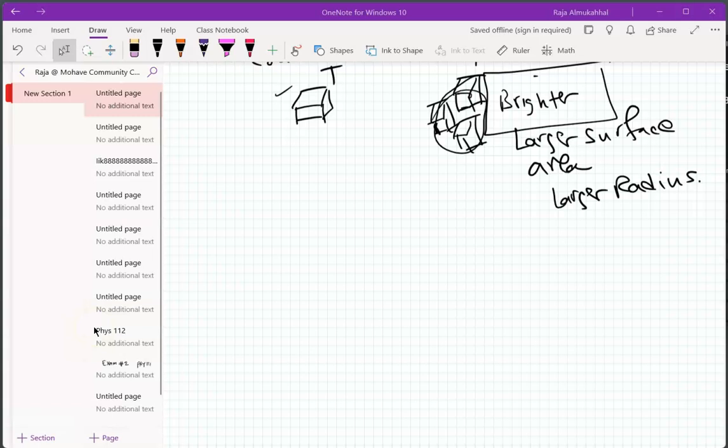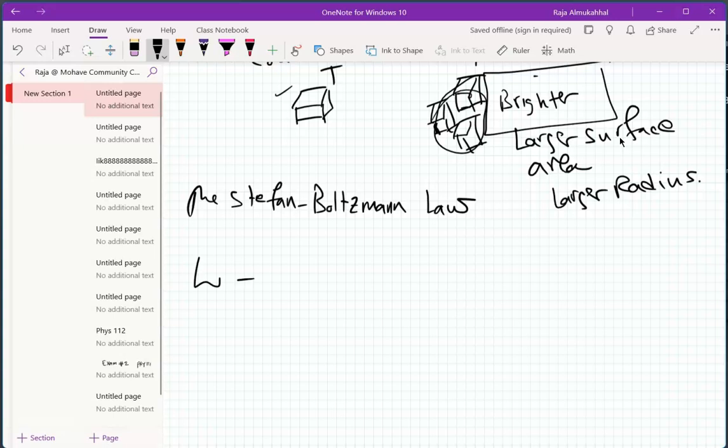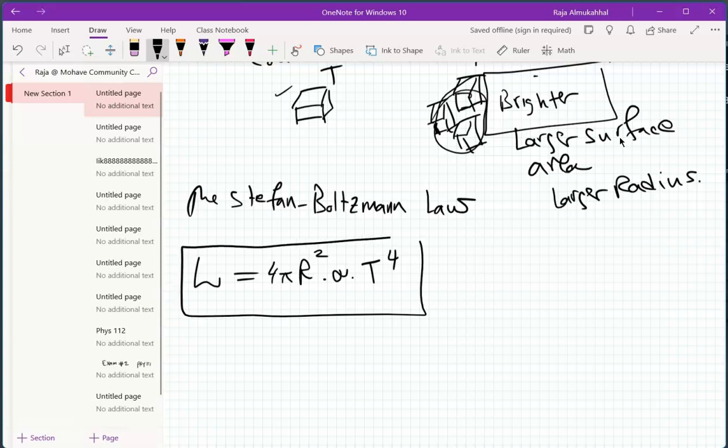So to answer the question, how do we know the radius or the size of this object? This is where the Stefan Boltzmann law comes in. I'm just going to give it to you. Basically, it says that the luminosity of an object is equal to 4 pi r squared, where r is the radius, times sigma times T to the power of 4. This is the Stefan Boltzmann law.